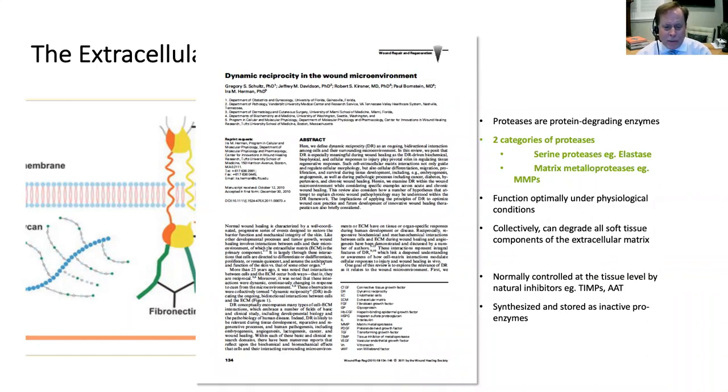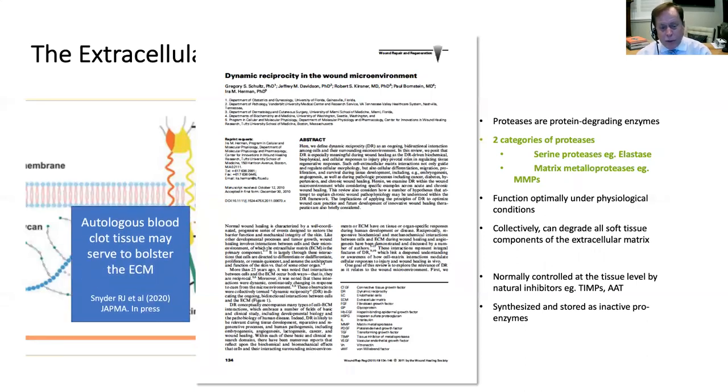Dynamic reciprocity basically means that there is a communication between the extracellular matrix and other cells in the wound, like endothelial cells and fibroblasts. If the extracellular matrix is destroyed, you now have a disconnect in this communication, and the wound will not heal. So it's very, very important to keep these concepts in mind as we move forward.